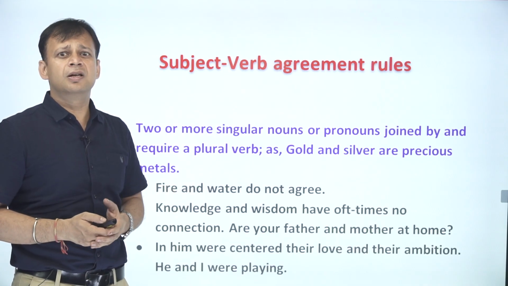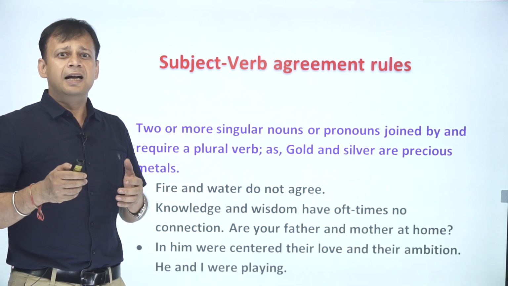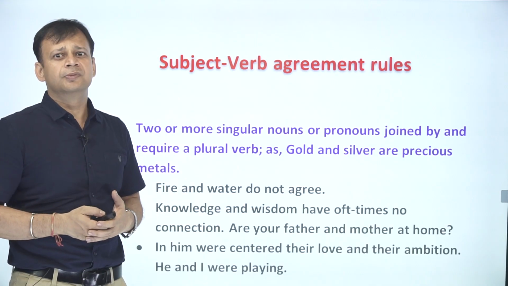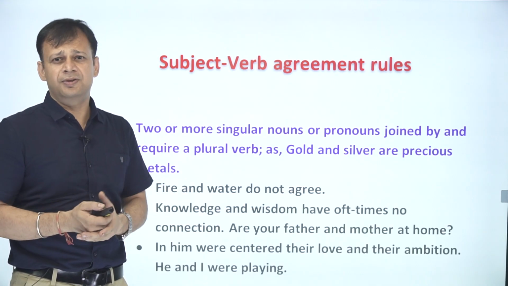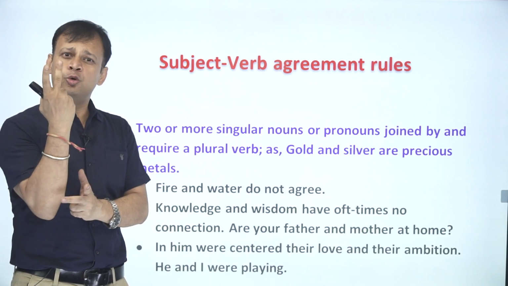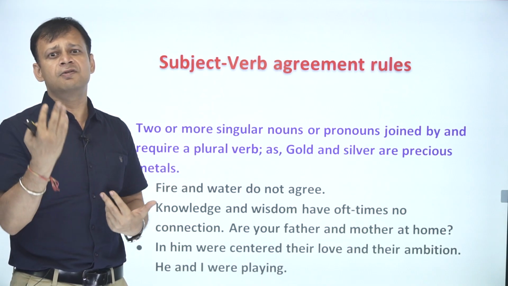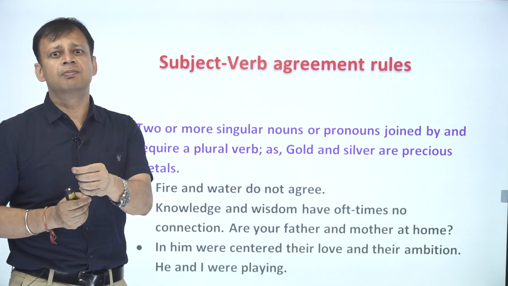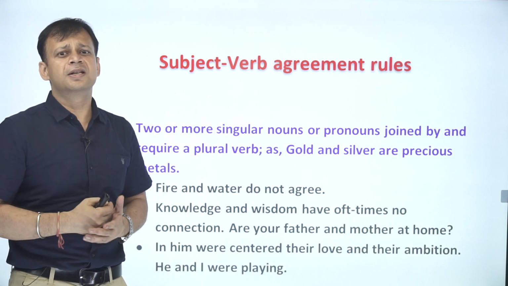Two or more singular nouns or pronouns joined by and require a plural verb, as gold and silver are precious metals. So gold is a separate thing, silver is a separate thing. You put them together, there are two ideas now. Two ideas means plural. So that's why we have used are precious metals. Let us have a look at some more examples.